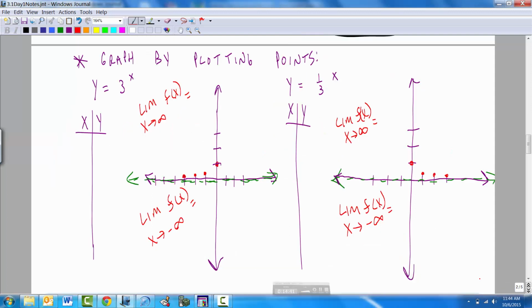You did this last year. We're going to do a real quick analysis on these two functions. It's not really a big deal. I picked 3 to the x and 1/3 to the x. What's 3 to the 0 power, everybody?